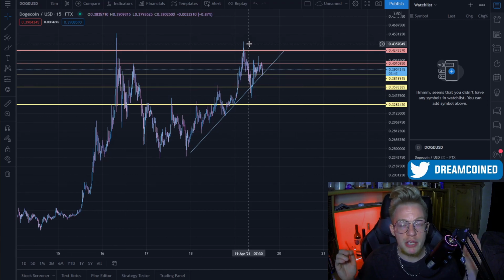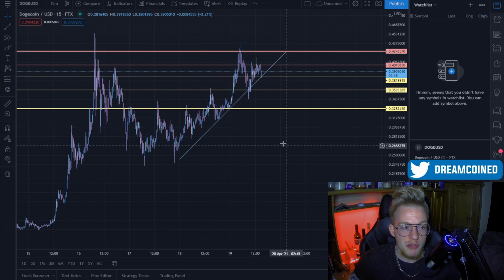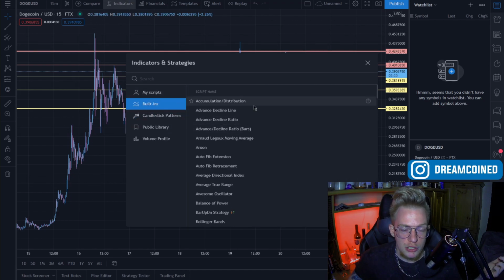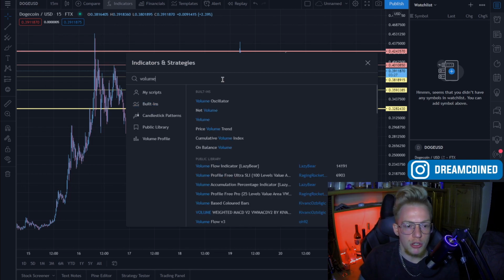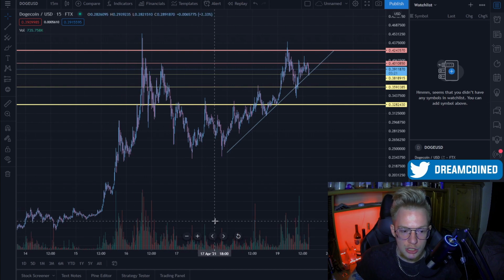But now we're going to be talking about a few different indicators and what I look for when I'm looking at a chart. So one of my favorite indicators is going to be volume. To get volume, all you're going to do is go up here for indicators. You want to make sure you go to built-in here on the tabs, and then you can just type in volume without having to search through, and it's going to show you the volume chart on the bottom of your chart right here on TradingView.